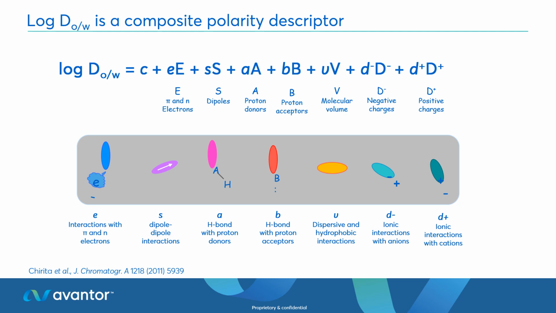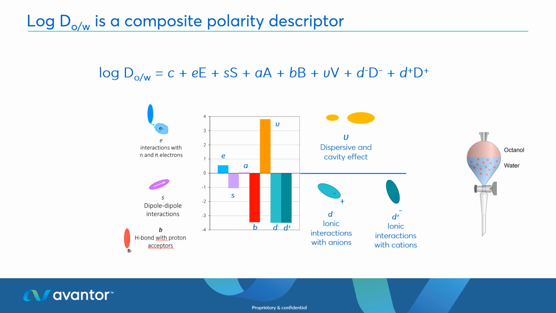And we can apply this approach to the analysis of oligonucleotides. It should be noted that log D is a composite polarity descriptor, and it combines a variety of different types of interactions, ranging from interactions associated with the n and pi electrons, dipole-dipole interactions, hydrogen bond interactions, van der Waals, London forces, dispersive interactions, and then for charged molecules such as oligonucleotides, also ionic interactions.